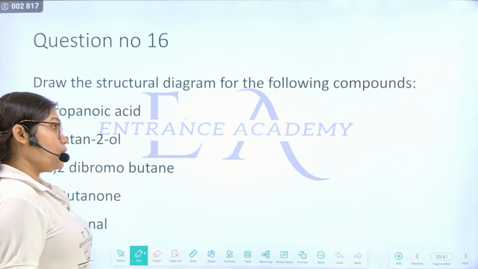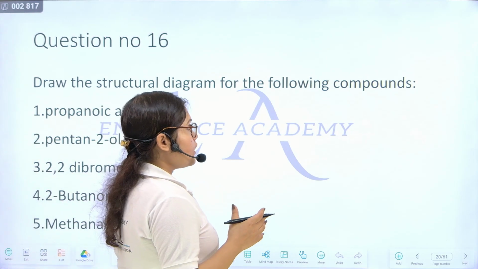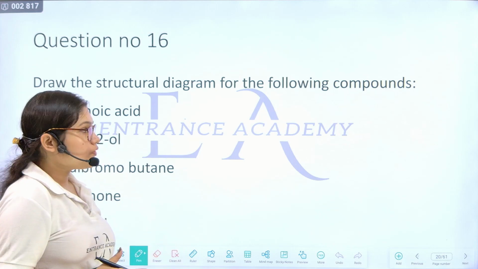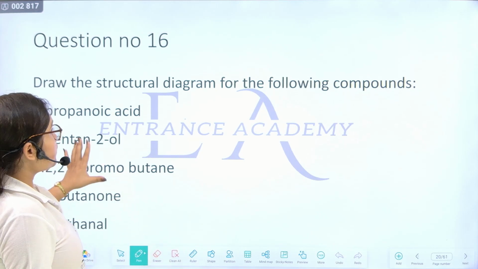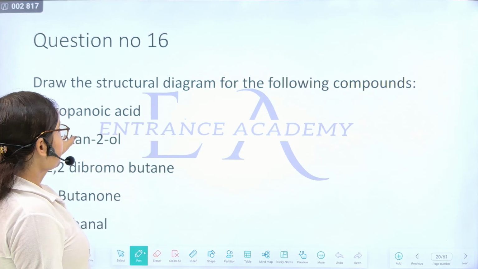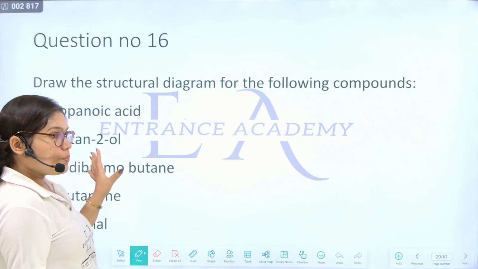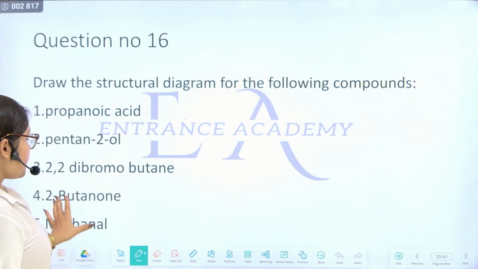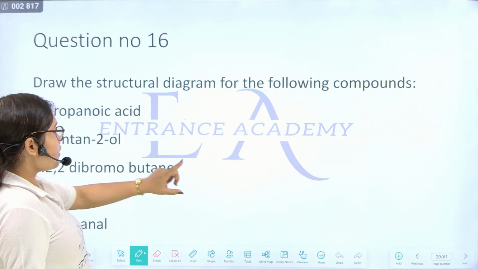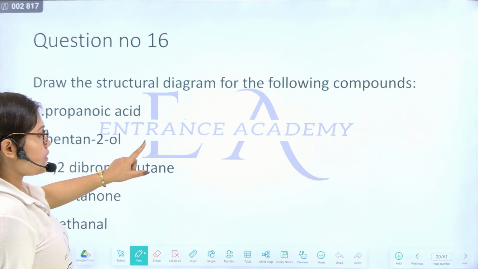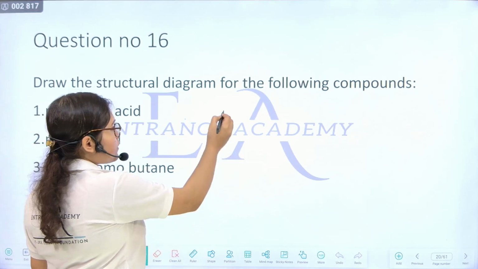Now, one more interesting and important topic of chemistry, that is organic chemistry, and the structural diagram of this kind of IUPAC naming. So these are some IUPAC naming. You have to draw the structures. First one is propanoic acid.